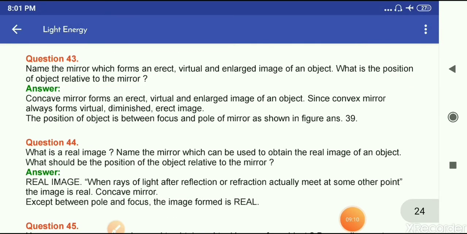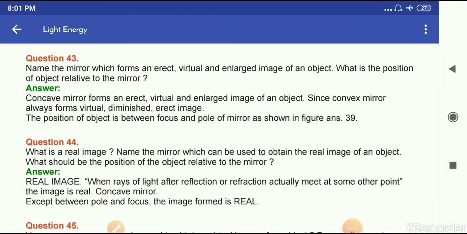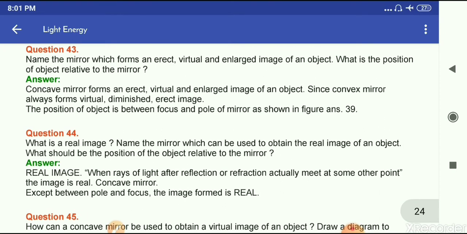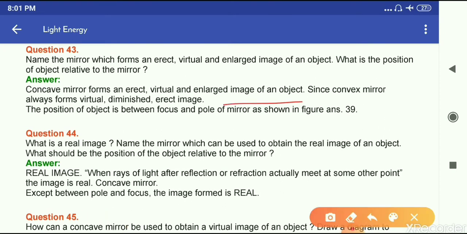Question number 43. Name the mirror which forms an erect, virtual and enlarged image of an object. What is the position of object relative to the mirror? Concave mirror forms an erect, virtual and enlarged image of an object, since convex mirror always forms a virtual, diminished and erect image. The position of the object is between focus and pole of the mirror, as shown in the figure in answer number 39.